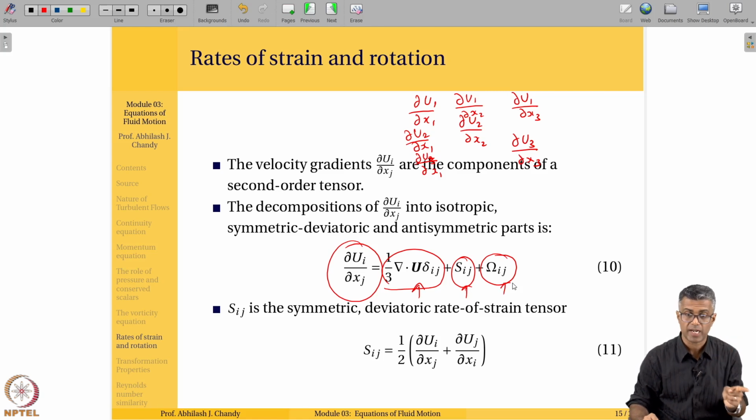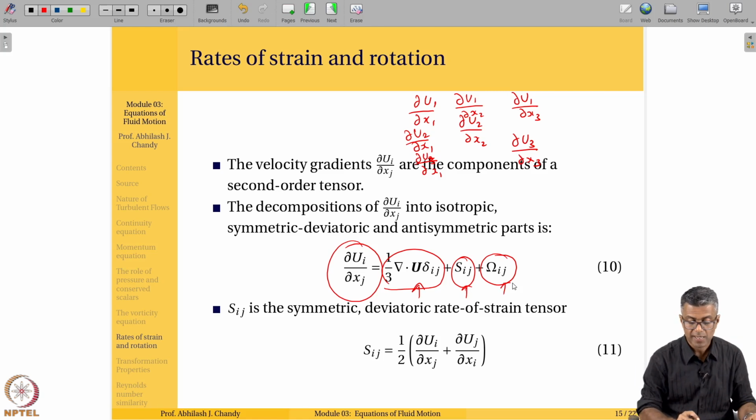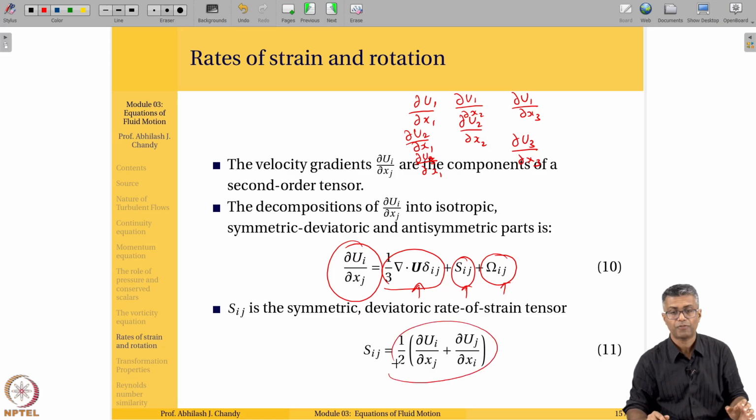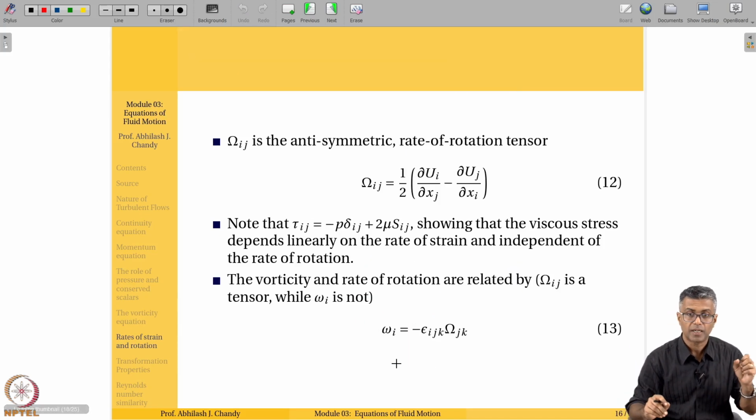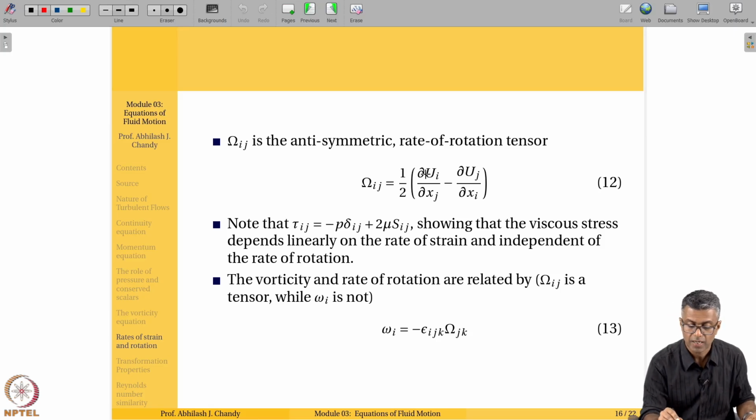So let's look at the strain rate tensor first. Sij is a symmetric strain rate tensor given by this: half del ui del xj plus del uj del xi. That is the symmetric strain rate tensor. And the anti-symmetric rate of rotation tensor looks like this: half del ui del xj minus del uj del xi.